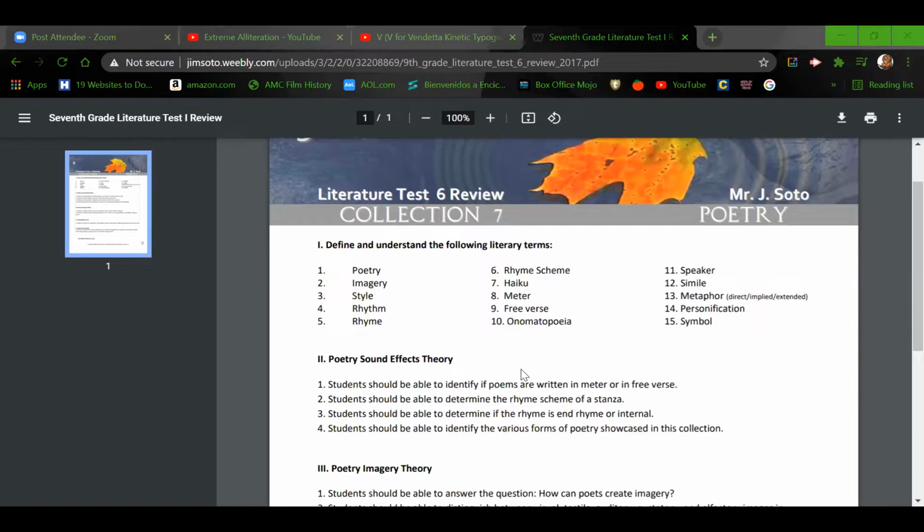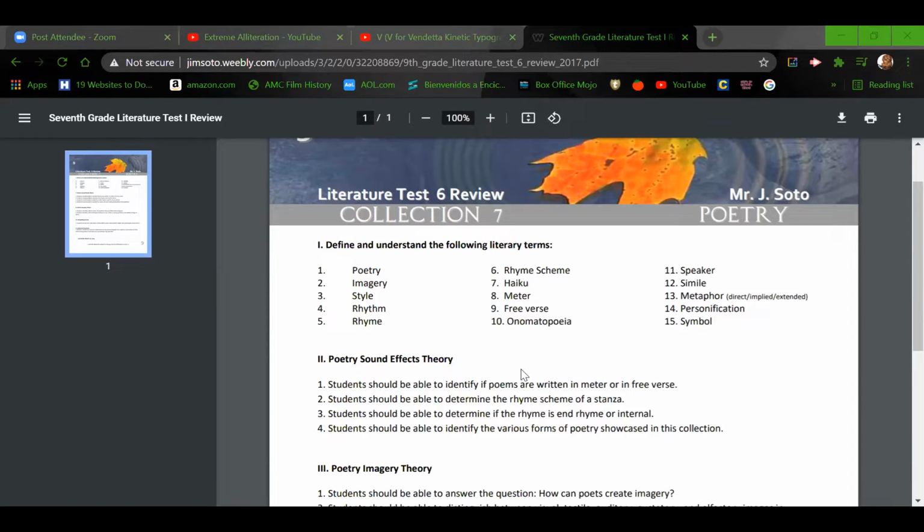Haiku, what's the formula for haiku? 5-7-5. That equals? 17. That is correct. We all understand free verse and meter, right? They are like the opposites in poetry. Onomatopoeia. Anybody has a problem with onomatopoeia? No, it's a special effect. That's a word at the same time. The speaker is the person that says the poem. It's not a narrator, not a poet, not an author. It's called the speaker.